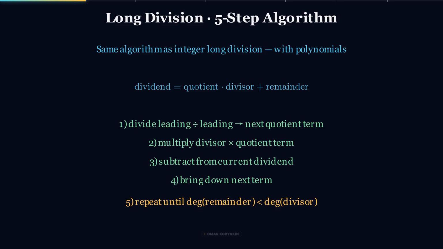Step 1. Divide the leading term of the dividend by the leading term of the divisor. This becomes the next term of the quotient. Step 2. Multiply the entire divisor by that new quotient term and write the product underneath the current dividend lined up by exponent column. Step 3. Subtract the product from the dividend, distributing the negative sign through every term of the product before combining. Step 4. Bring down the next remaining term of the original dividend. Step 5. Check whether the new current dividend has degree less than the divisor. If so, stop. If not, return to Step 1 with the current dividend.